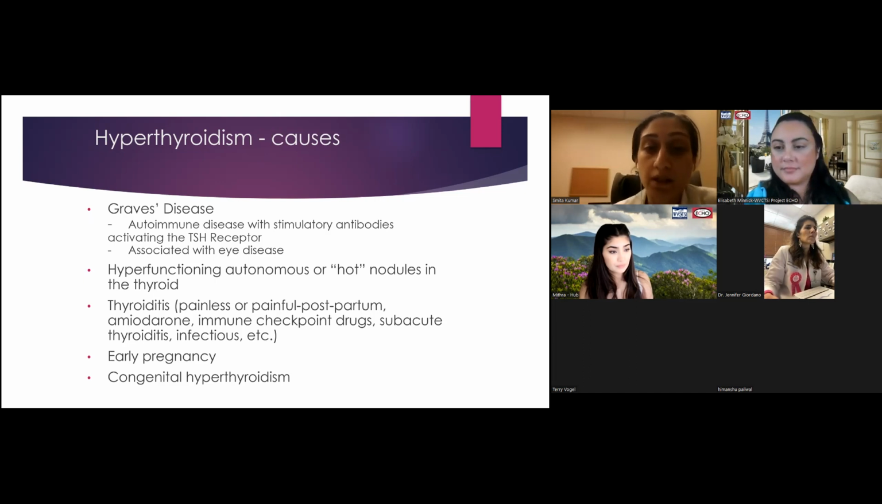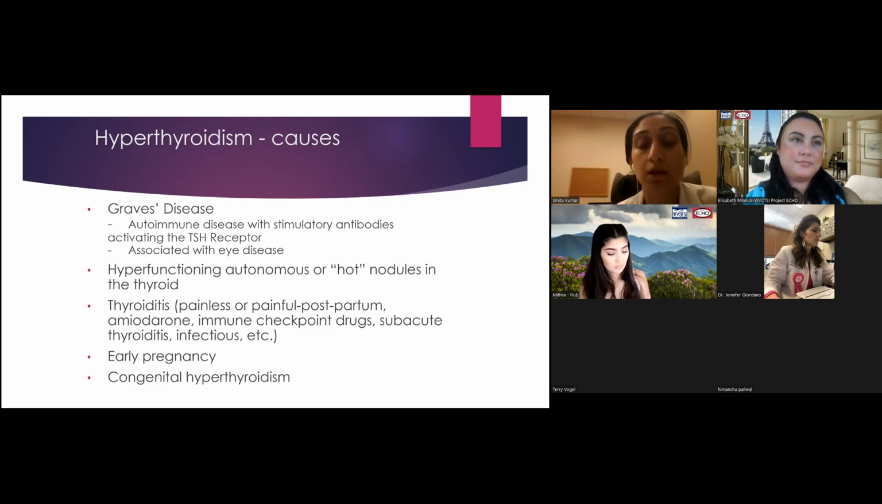You may have thyroiditis, which can be for a variety of reasons. You could have painless thyroiditis, and sometimes this is associated with an upper respiratory or viral infection. You can have postpartum thyroiditis, so sometimes within the first year after they deliver, patients will come in with abnormal thyroid labs, and it might be just related to postpartum thyroiditis. Amiodarone can cause a thyroiditis. Like I was mentioning, those immune checkpoint drugs are also common causes of thyroiditis that we see now.